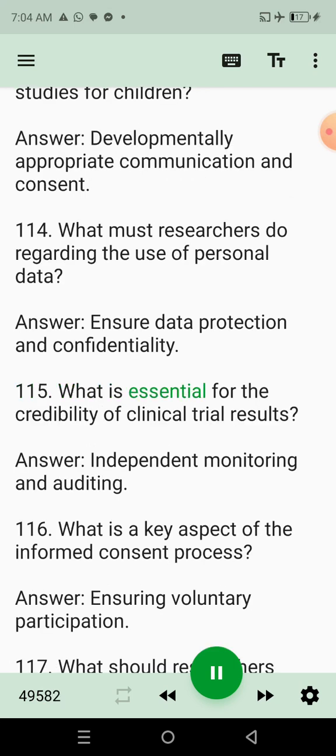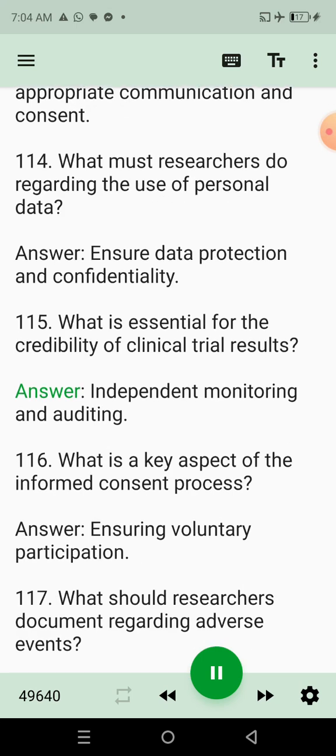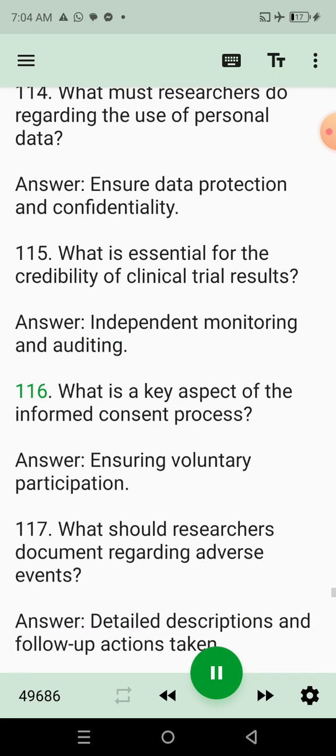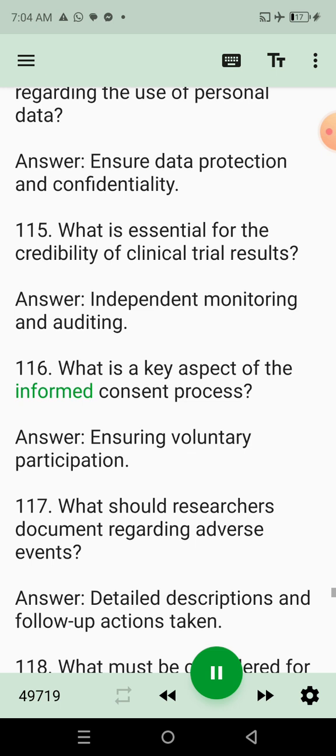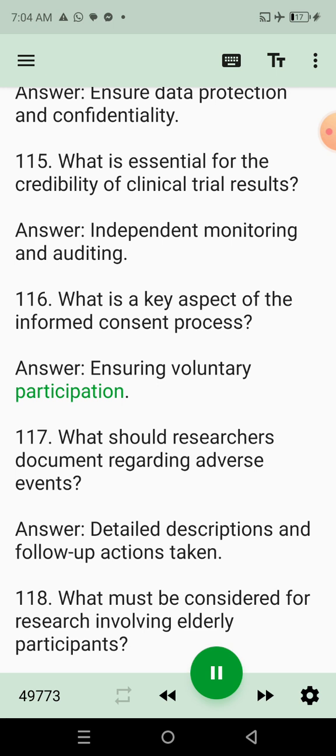115. What is essential for the credibility of clinical trial results? Answer. Independent monitoring and auditing. 116. What is a key aspect of the informed consent process? Answer. Ensuring voluntary participation.